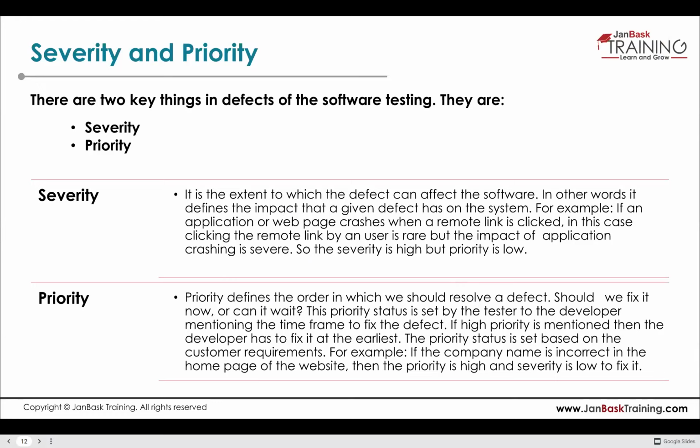Severity, I understand, affects the functionality immediately. So that is severity, and priority is how quickly the bug has to be fixed. It could be high or low priority.